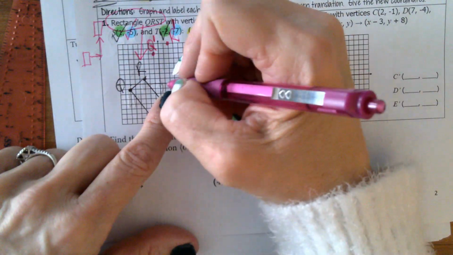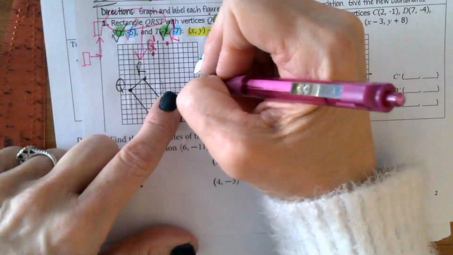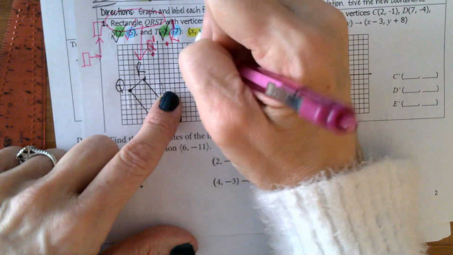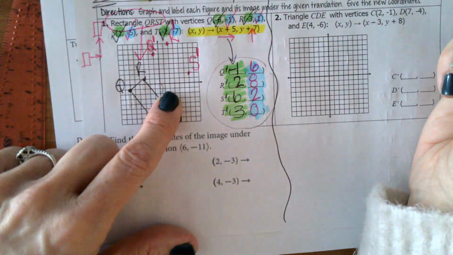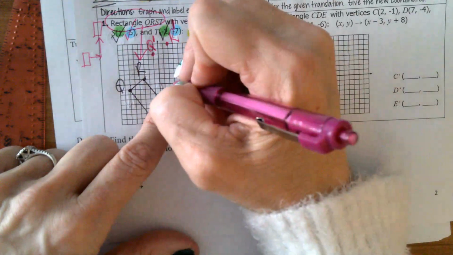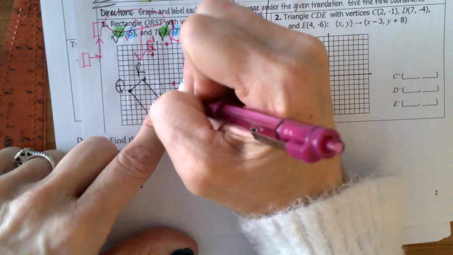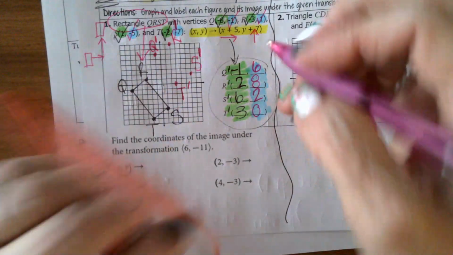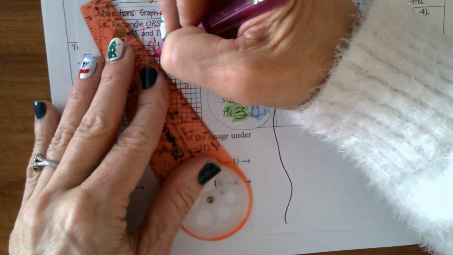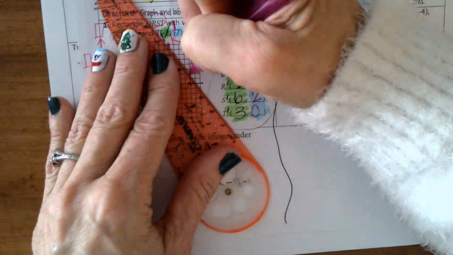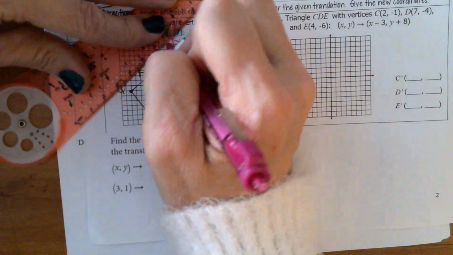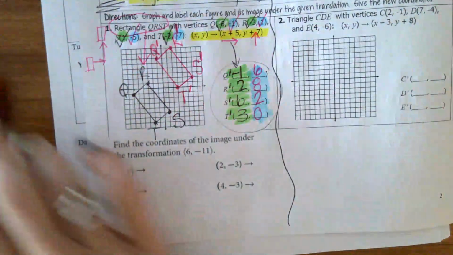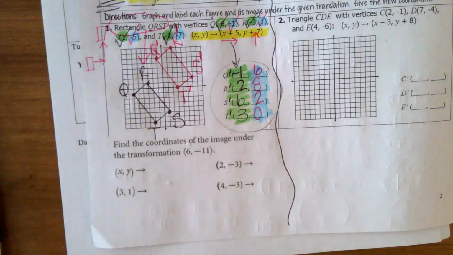6, 2 would be right here. That is S prime. And 3, 0 would be T prime. There's my new shape. And then I would connect the dots and make the shape. And they should look like the same shape. Like it shouldn't be a rectangle and then a wonky rectangle. So just be careful when you're graphing.